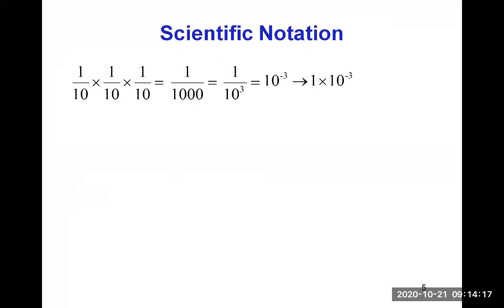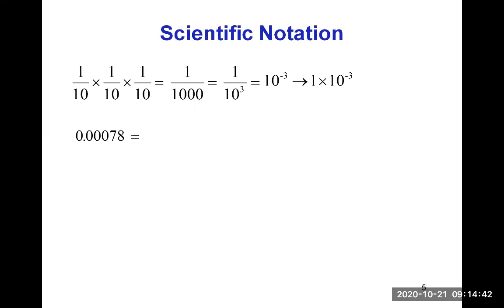Notice how the exponent becomes negative if you start with an exponent that is positive in the denominator. If you move it up to the numerator, then it becomes negative. You change the sign when you move from numerator to denominator, or from the denominator to the numerator. You need to change the sign of your exponent.